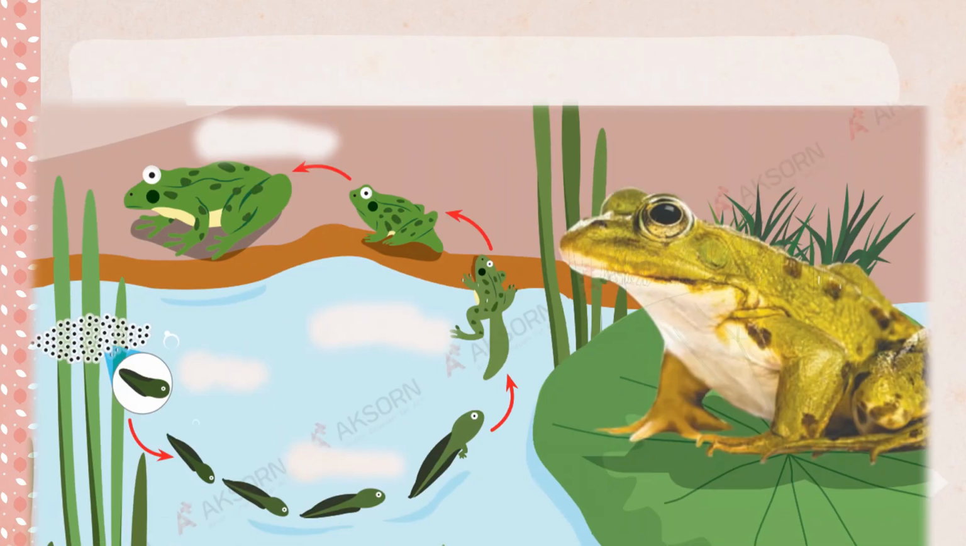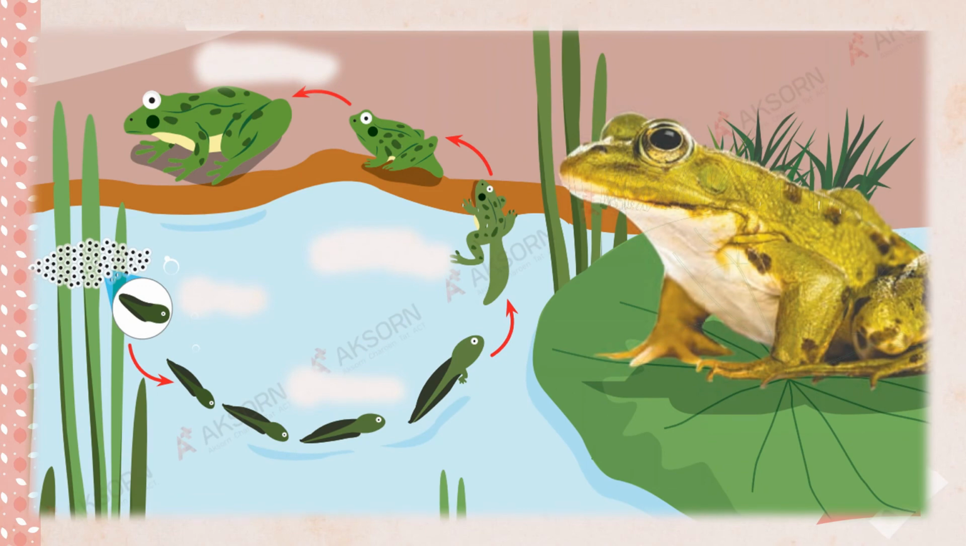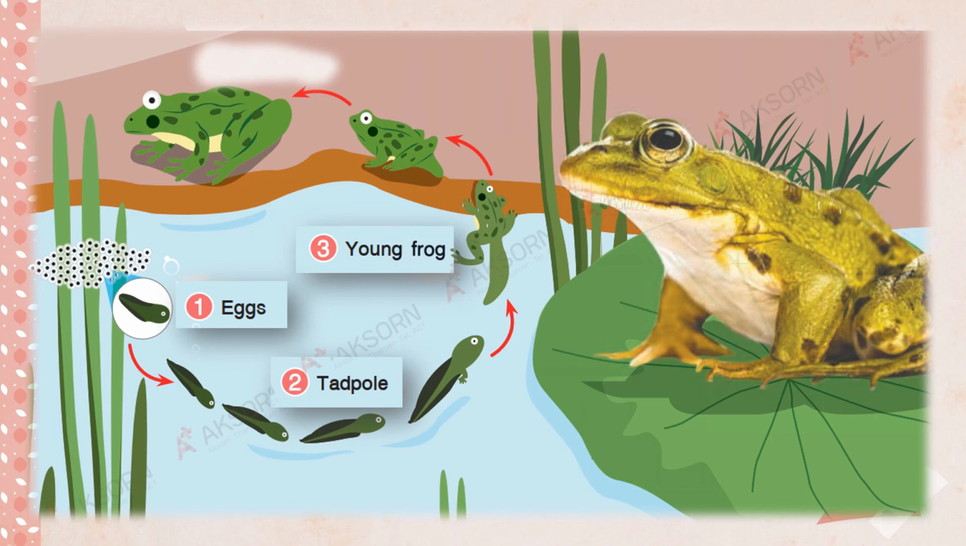Okay, everyone, this is amphibians. The example is a frog. The first is the egg. If you see something small, like a ball, that is an egg. Next day, you can call this a tadpole. Third is the young frog, and the fourth is the adult frog. Okay, do you follow? Very good.